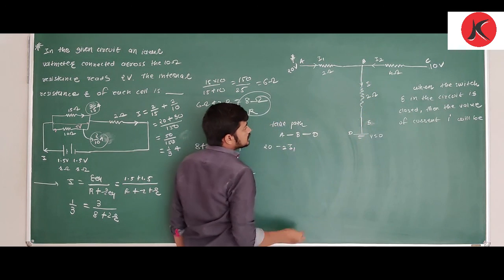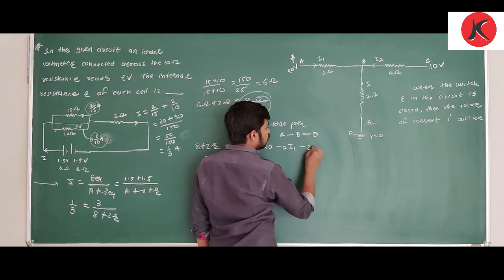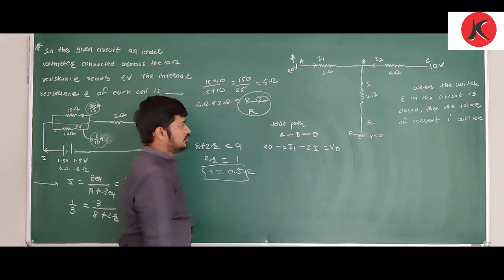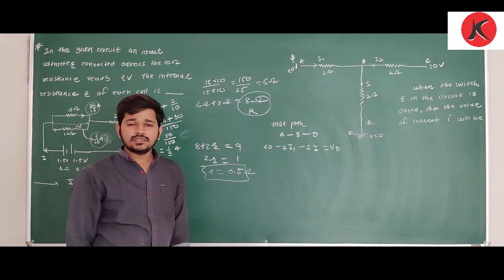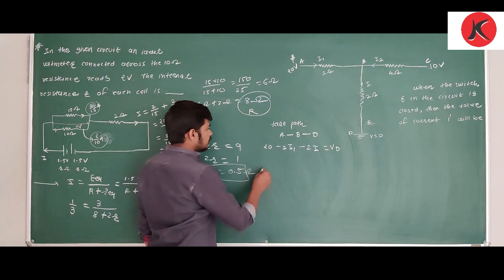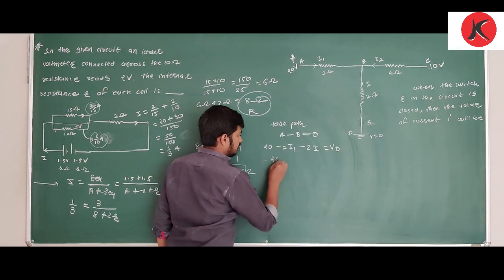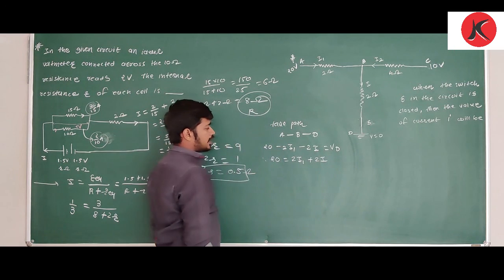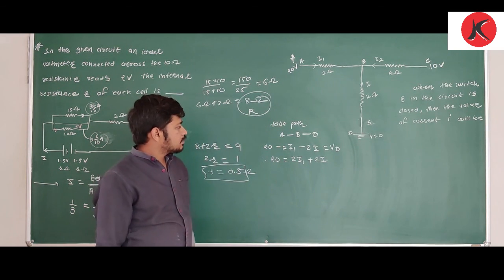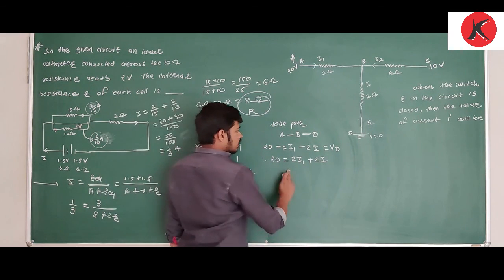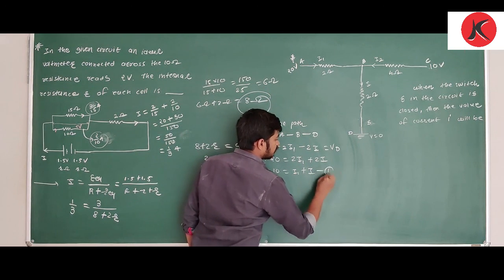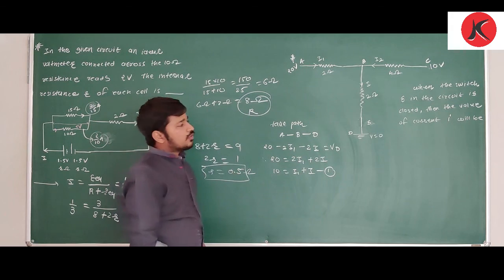Then here it is minus 2I, which is equal to V, which is 0. Simple. So therefore we can write 20 is equal to 2I1 plus 2I. Or we can say 10 is equal to I1 plus I. Equation number 1.